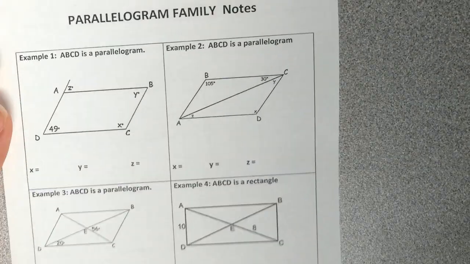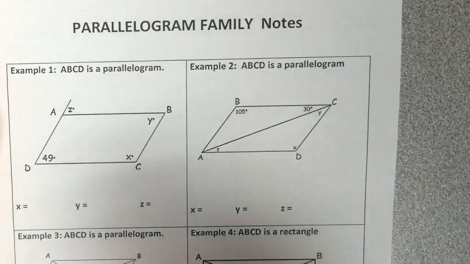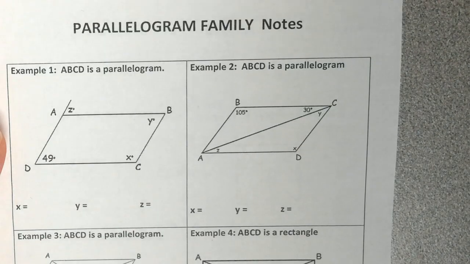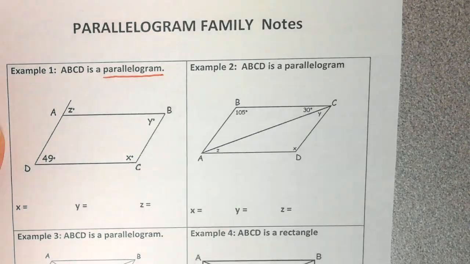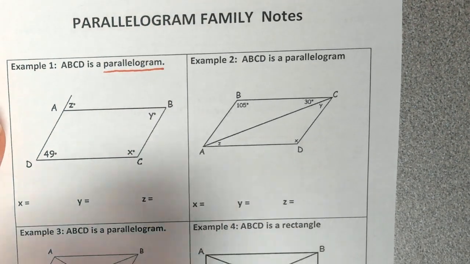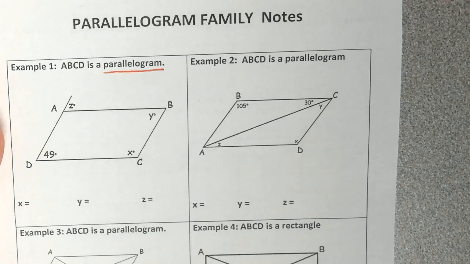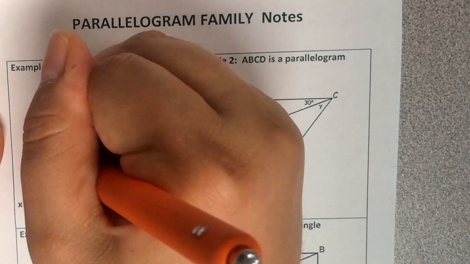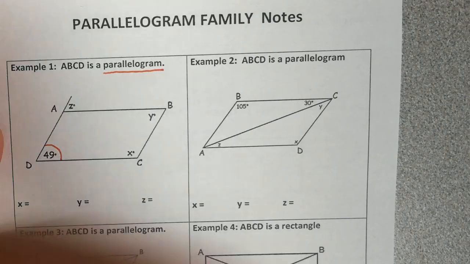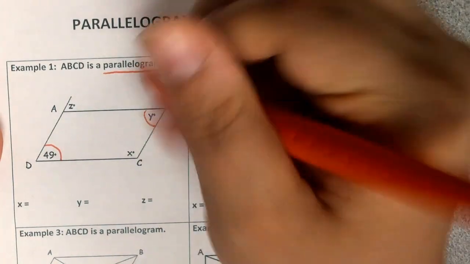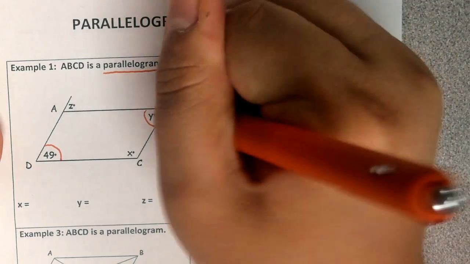Okay? So we are going to start off doing only parallelogram problems today, and then we'll progress each one. For this very first one, please make sure you read what type of shape it is because that determines everything. Problem number 1 is a parallelogram. I know angle D is 49 degrees. What else do I know? I know that Y is also 49 degrees.